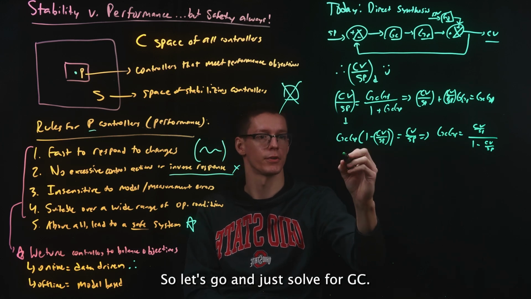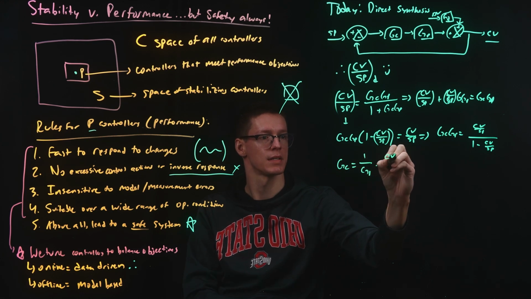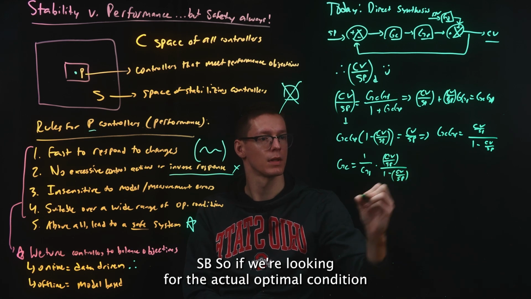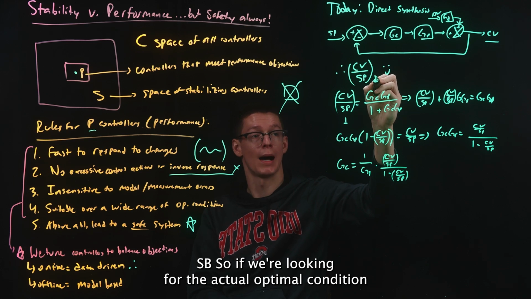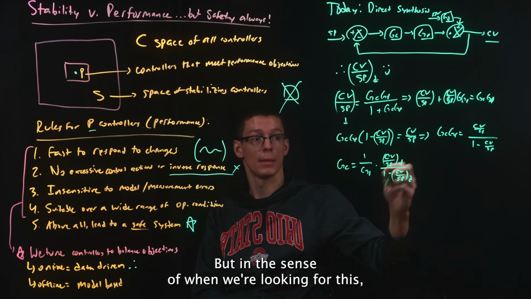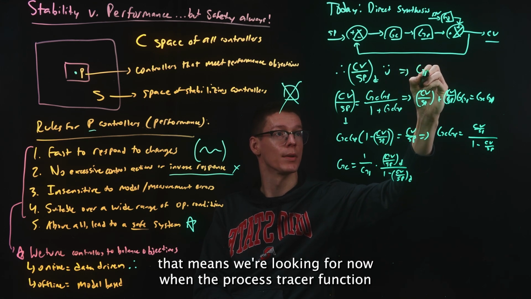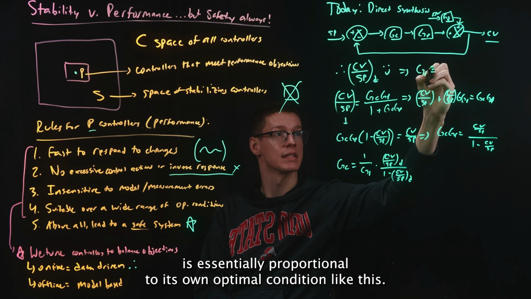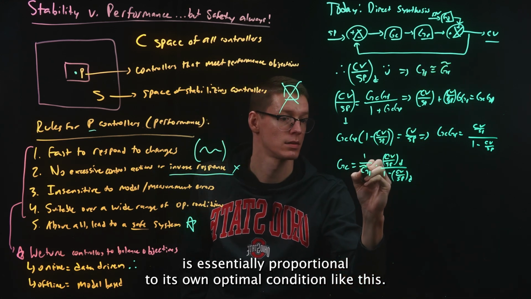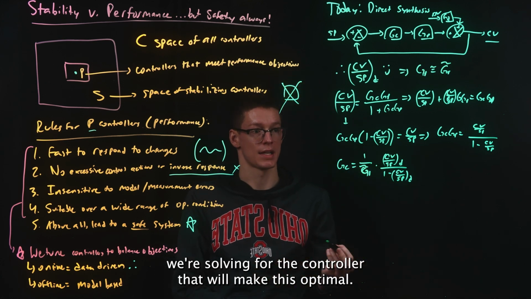So let's go ahead and just solve for GC. That will be 1 over GP times CV over SP over 1 minus CV over SP. So if we're looking for the actual optimal condition here, our desired condition, then that's what we will get. But in the sense of when we're looking for this, that means we're looking for now when the process transfer function is essentially proportional to its own optimal condition, like this. So here, we're solving for the controller that will make this optimal.